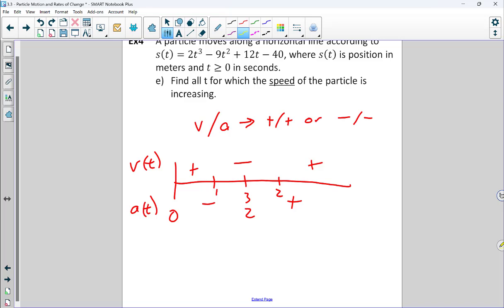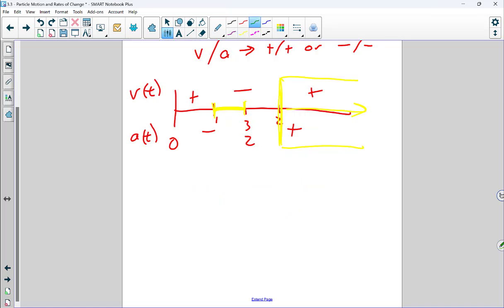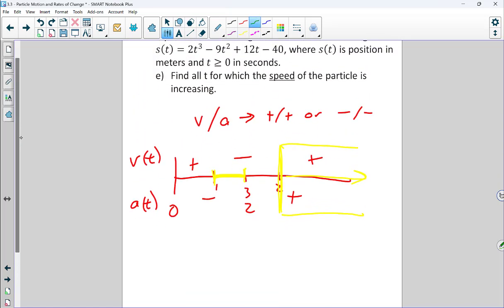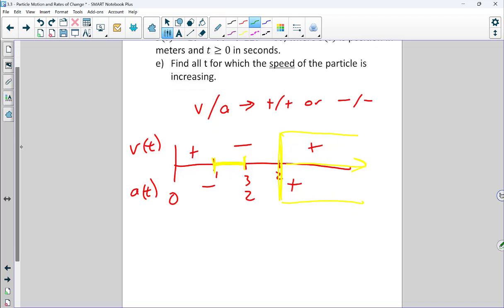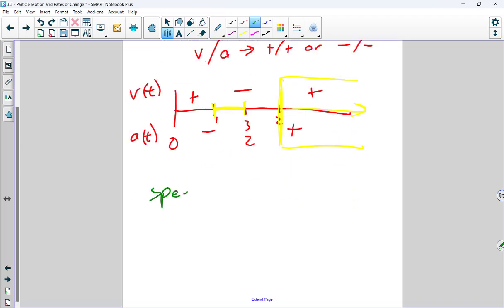So I need intervals where I'm either a double positive or a double negative. So a double positive from 2 to infinity. And then I would be a double negative between 1 and 3/2. So we've got speed increasing on 1 to 3/2 and 2 to infinity.